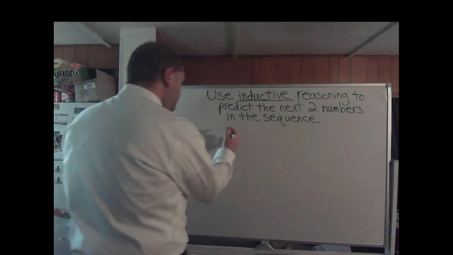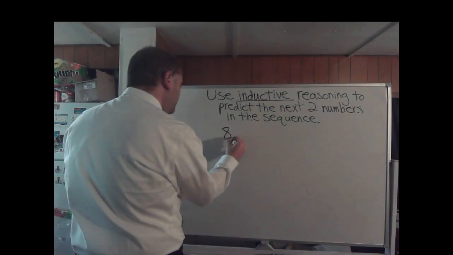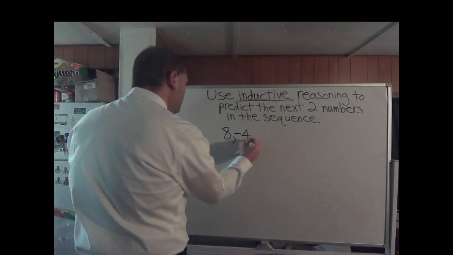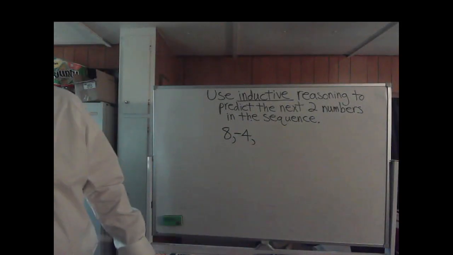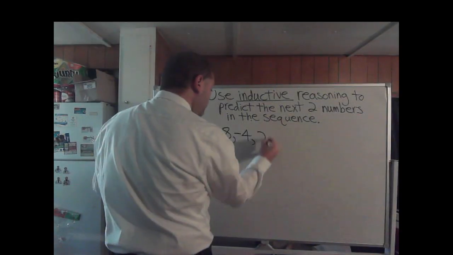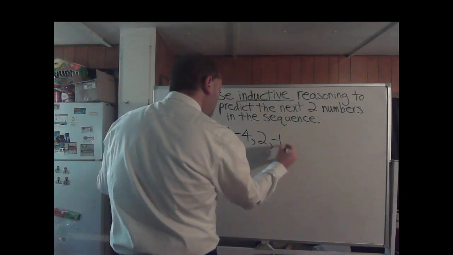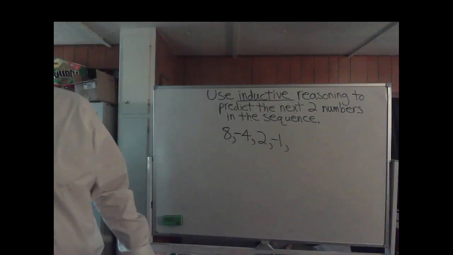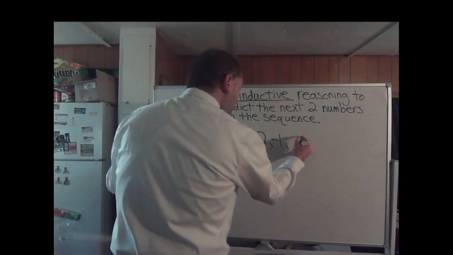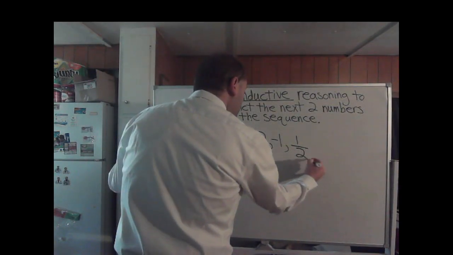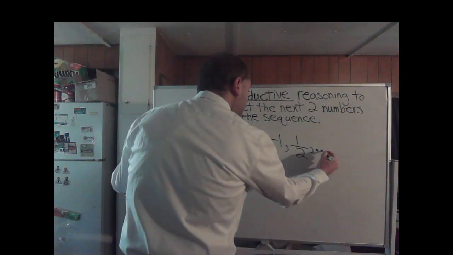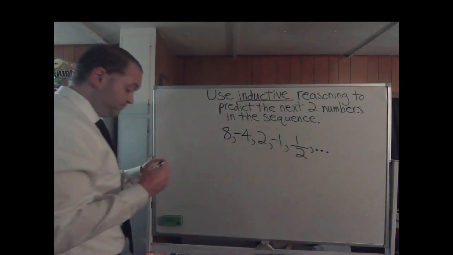Alright, 2 more. We have 8, -4, 2, -1, and then +1/2. Then we got to try to predict the next 2 numbers.